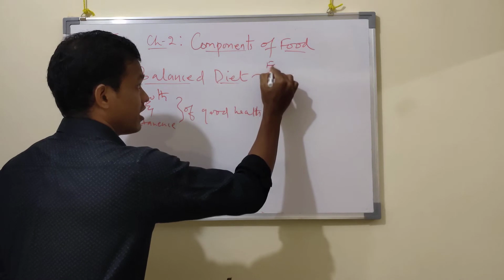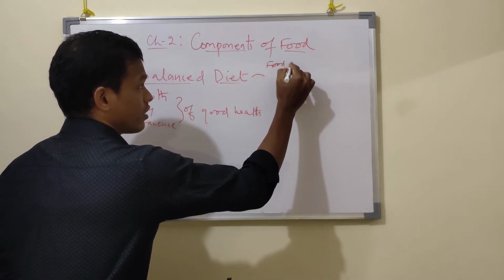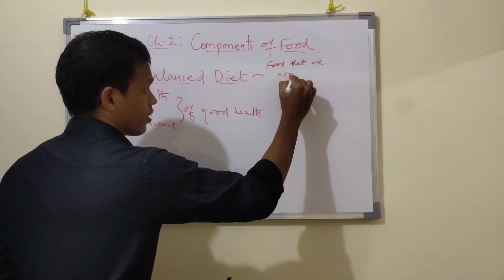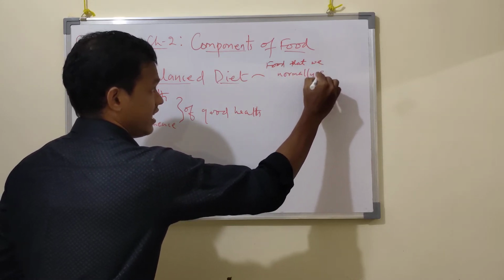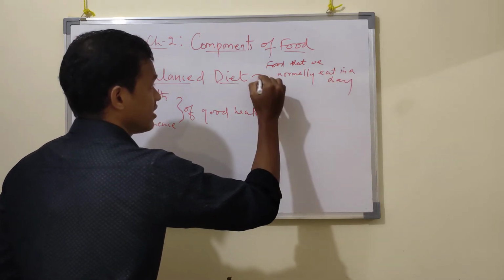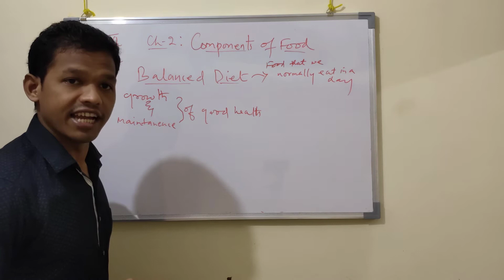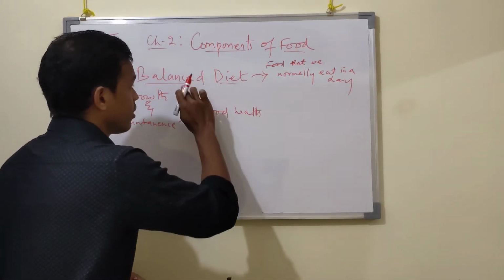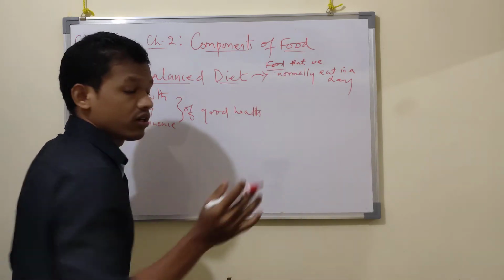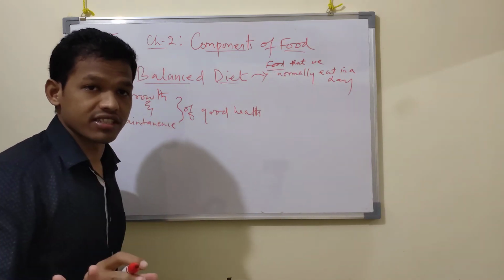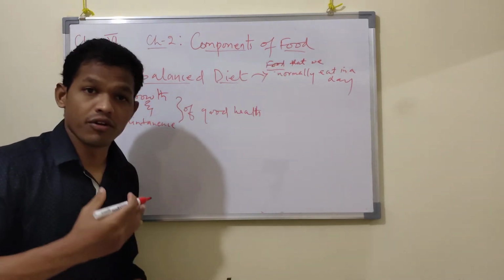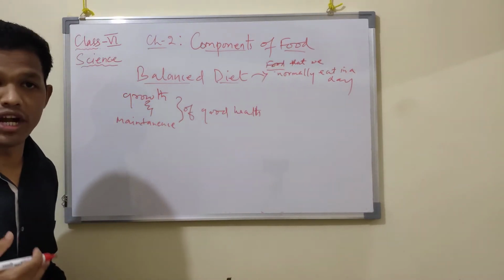Diet means food that we normally eat in a day. That is known as diet. Balanced diet means food that we normally eat in a day. What does food contain? It contains nutrients which are required in our body. So this food contains all varieties of nutrients which are required in our body.